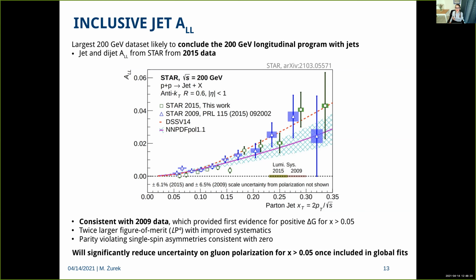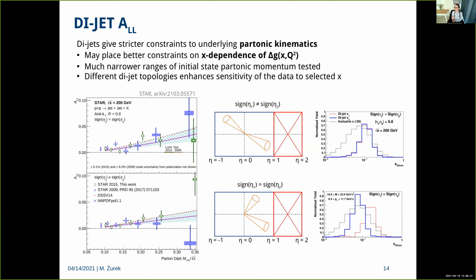So while included in global fits, this data will significantly reduce uncertainty on the gluon helicity distribution for x higher than 5%. And dijet data, also extracted from the same data set, will further constrain the underlying partonic kinematics, namely the x dependence of delta G.